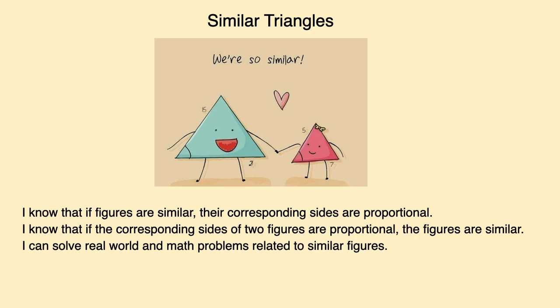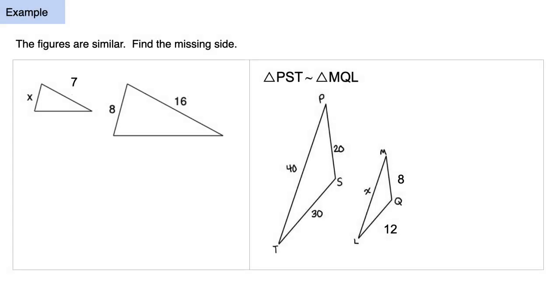Let's continue our work with similar triangles. We are told in the first example that the triangles are similar. The figures are similar. Find the missing side. So we need to solve for x. And whenever we know that triangles are similar, we want to look for a relationship in the corresponding side lengths.